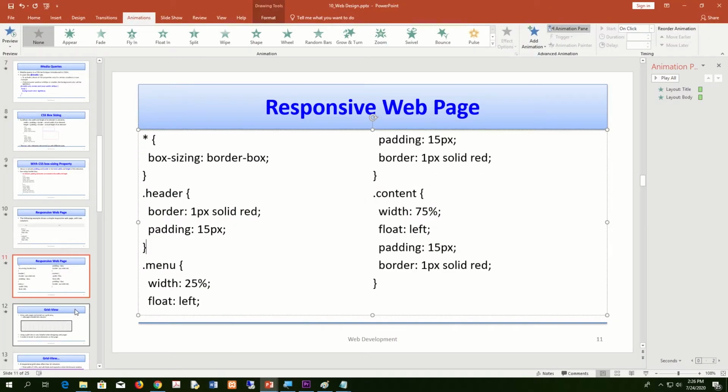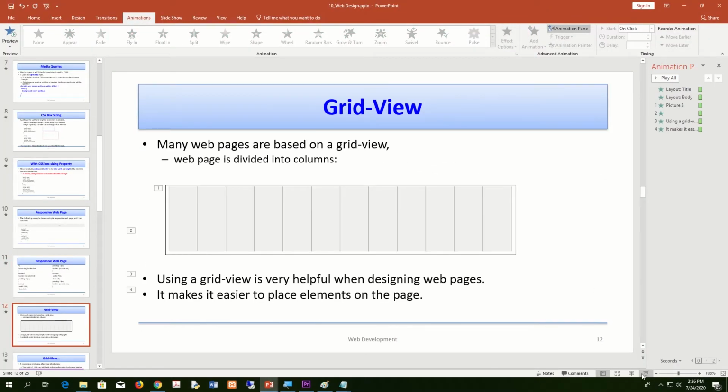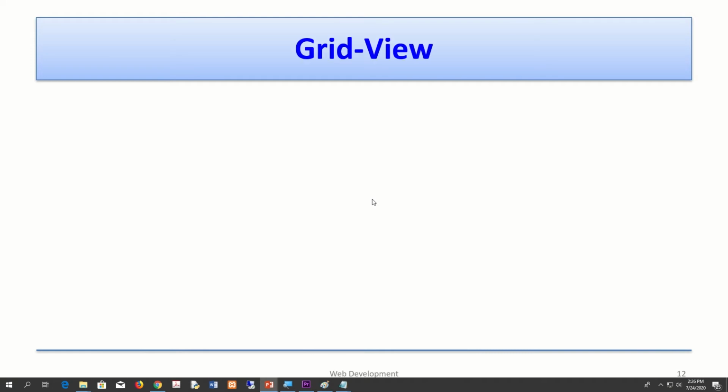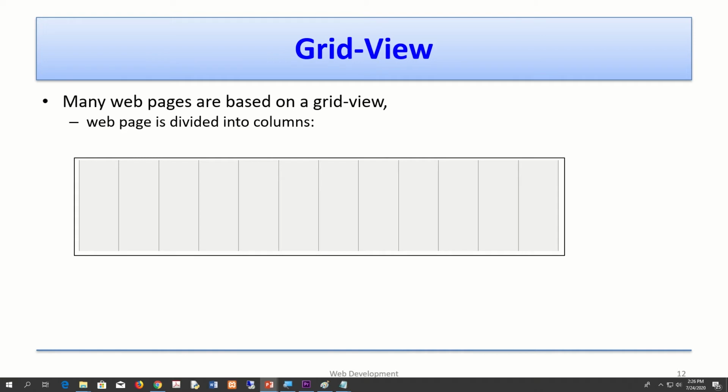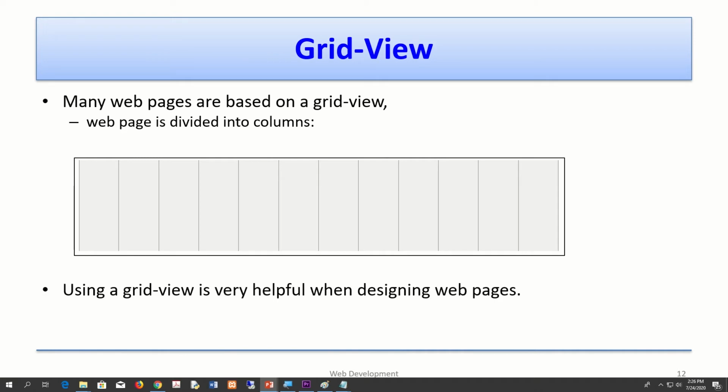Okay, then next we go to the next part, that is grid view. Many web pages are based on this grid view. A web page is divided into columns, like this. Using the grid view is very helpful when designing web pages. It makes it easy to place elements on the web page. Actually, we can place our HTML elements easily by using this grid view.